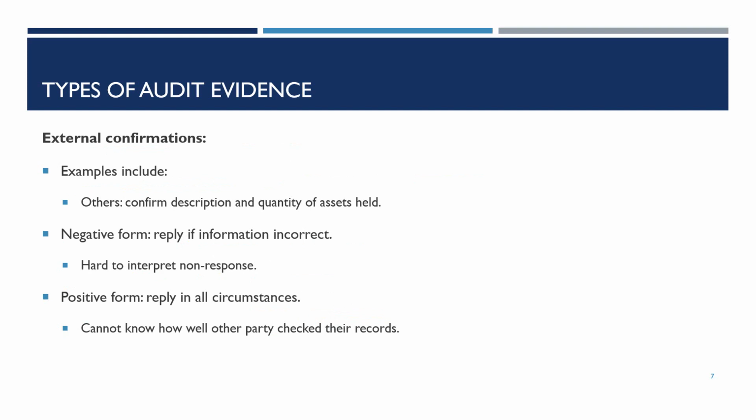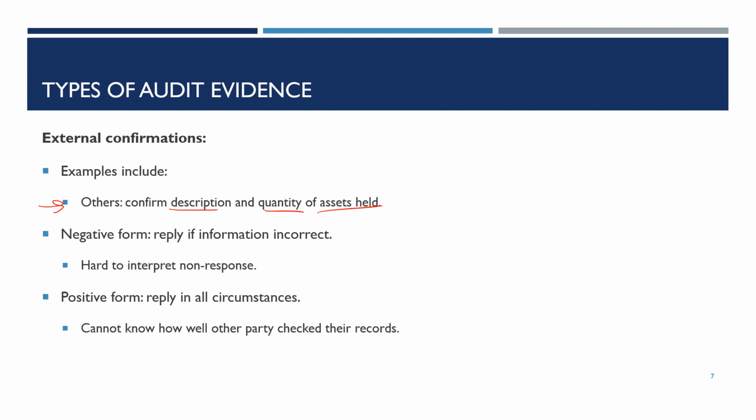External confirmation may be used when a client owns inventory that is held on its behalf in another location. That is, the inventory is held in premises not owned by the client. In this case, the auditor may send a confirmation asking the third-party owner of the premises where the inventory is held to verify the description and quantity of inventory held. This type of confirmation provides audit evidence that the inventory recorded by the client exists, is complete, and is owned by the client.